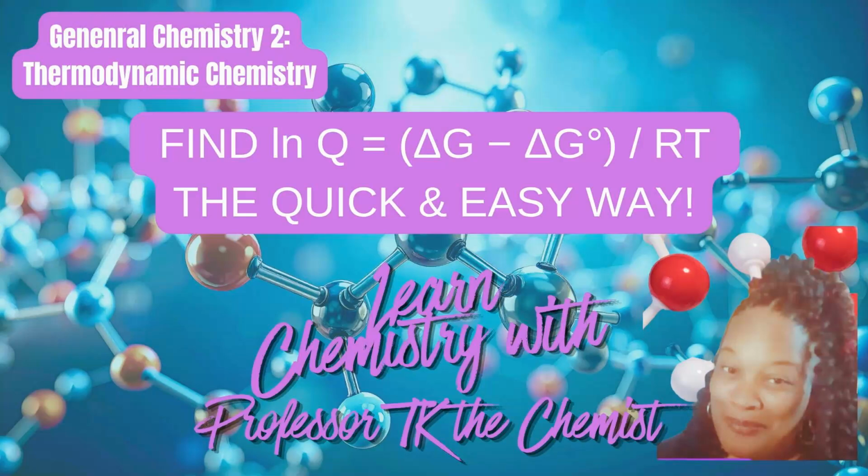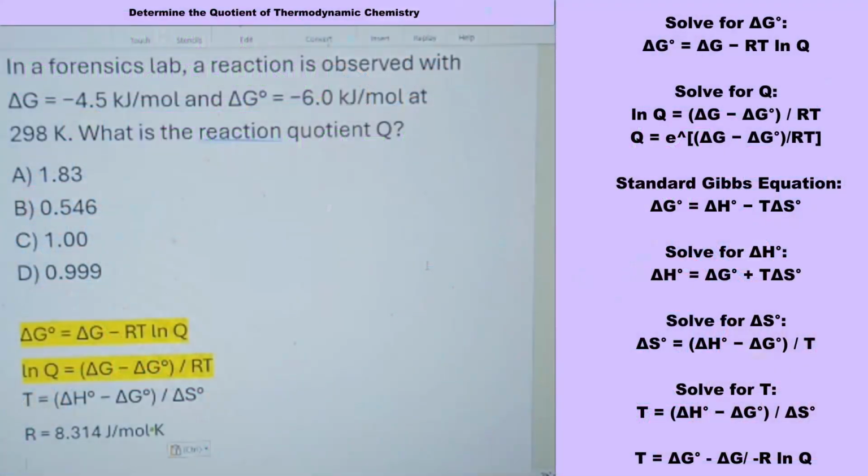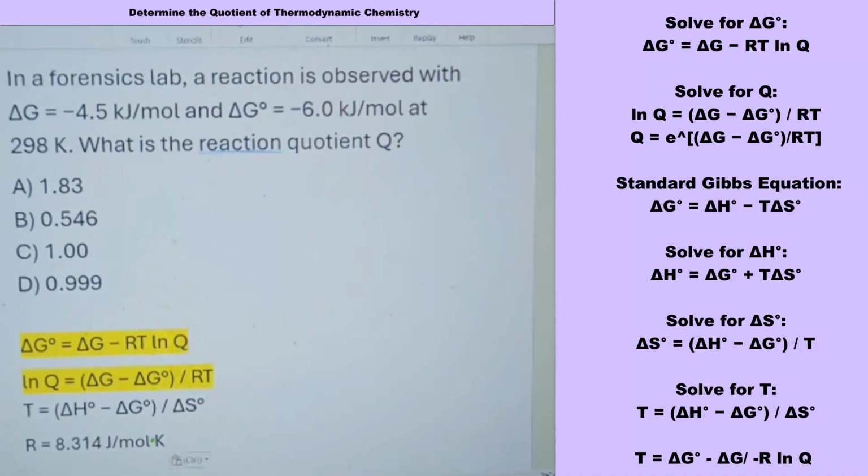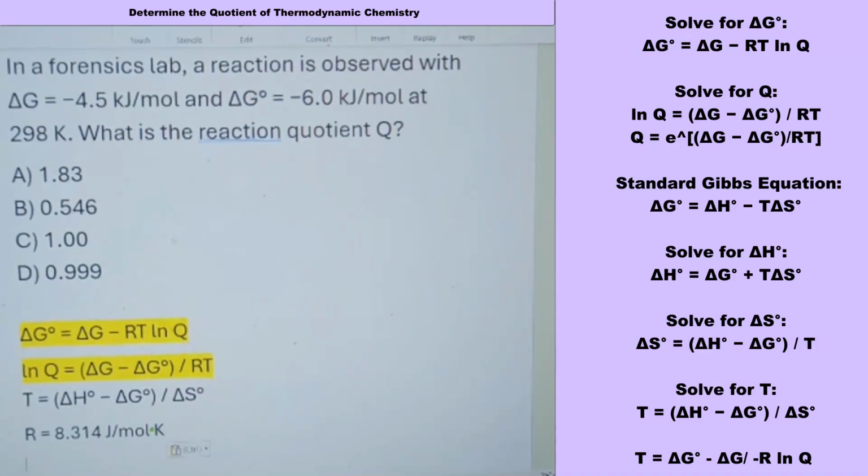And here, if you look at what you got, okay, take a look. It says in a forensics lab, a reaction is observed, with delta G equaling that number and the standard delta G equaling that number at 298 Kelvin. What is the reaction quotient Q?